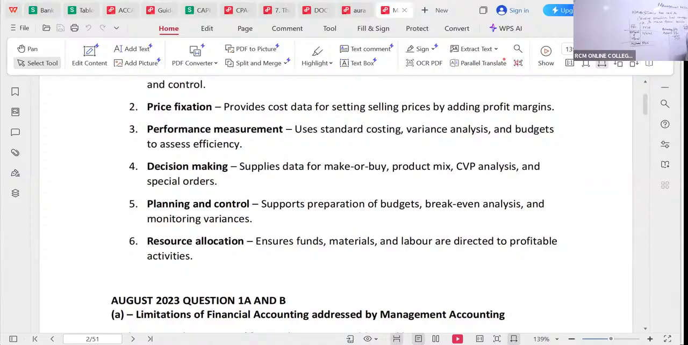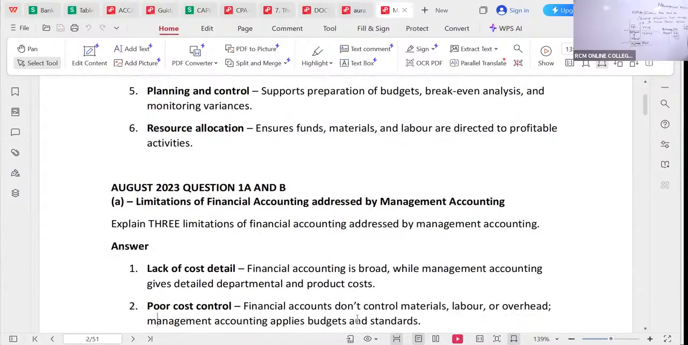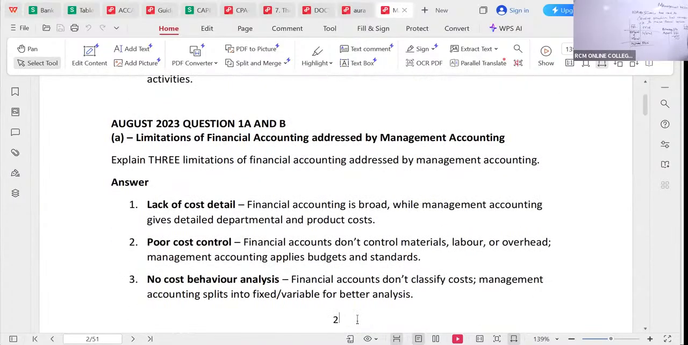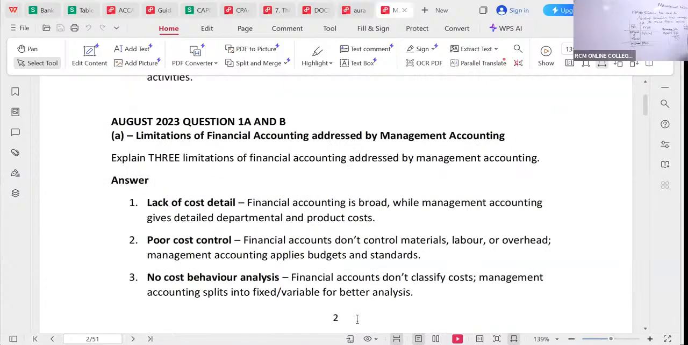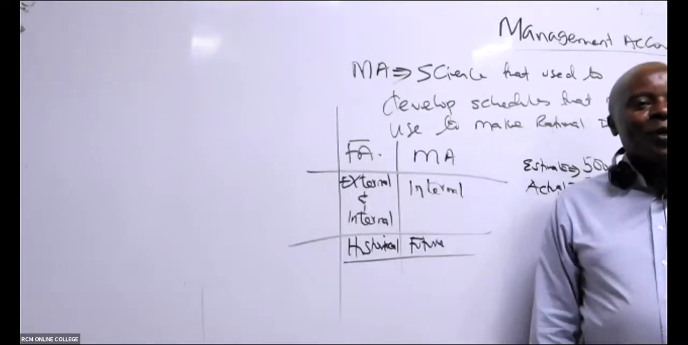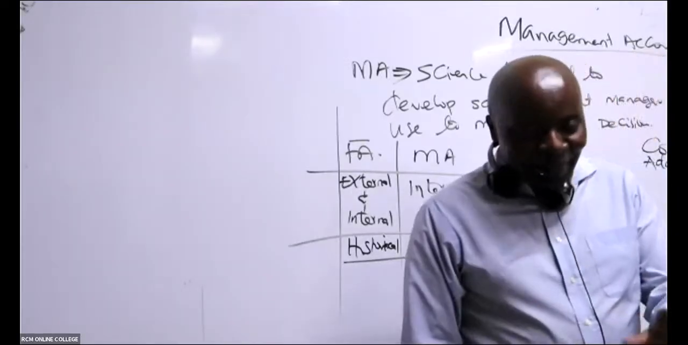Here they wanted us to give them limitations of financial accounting addressed by who? By management accounting. Limitations of financial accounting that are addressed by management accounting. There are many, many limitations that financial accounts has. You see, financial accounting, ladies and gentlemen, makes the assumption that everything in life is all about money. That is why all the financial statements in this case here are monetary.